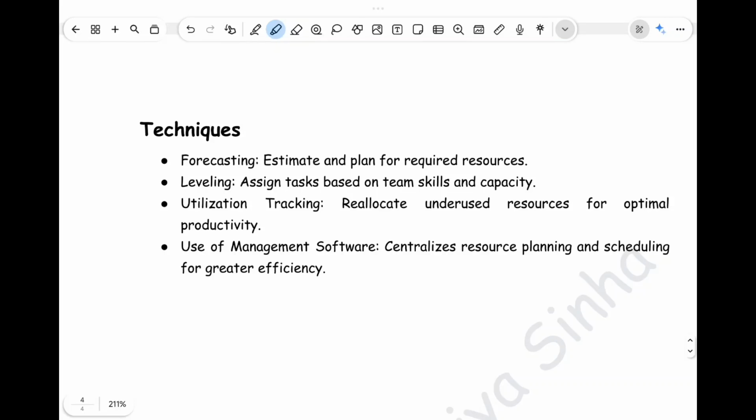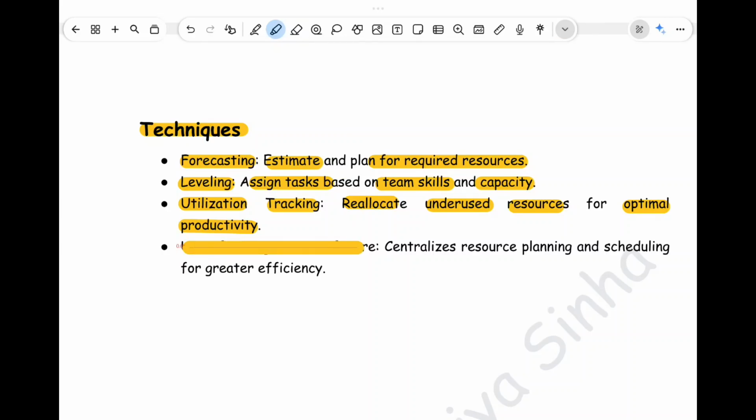Now, the last one is techniques. So, what are the techniques? First is forecasting: estimate and plan for required resources. Second is leveling: assign tasks based on team skills and capacity. Third is utilization tracking: reallocate underused resources for optimal productivity. Fourth is use of management software: centralize resource planning and scheduling for greater efficiency. So these are the techniques which are used for resource allocation.